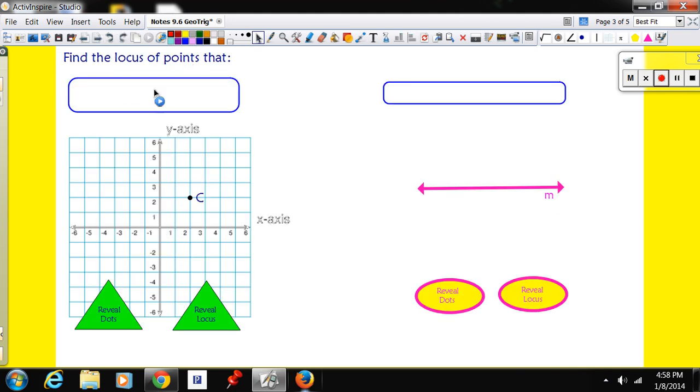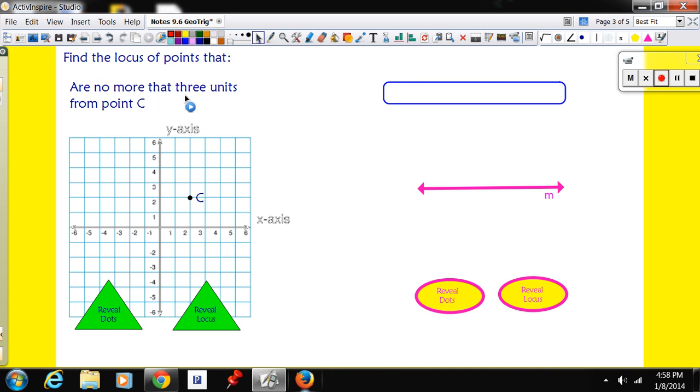Find the locus of points that are no more than 3 units from point C. No more than means it cannot be bigger than 3 units from point C. These dots are all the ones that are exactly 3 units away from C. The locus would be the inside part, not the outside part. It would be any dot inside here. So this locus would actually be a filled-in circle, a solid circle with point C as the center.